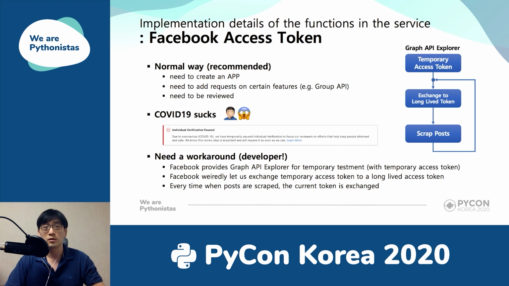But the problem is, during the COVID-19 pandemic, Facebook has made a decision to temporarily pause the individual verification process, meaning you can't get the access token in a normal way. I was kind of shocked by the fact because I was like, how will I get posts back from Facebook now? Is that even possible? But luckily, after playing around with the Facebook API and reading Facebook official documents, I found there's a workaround for this. It goes like this.